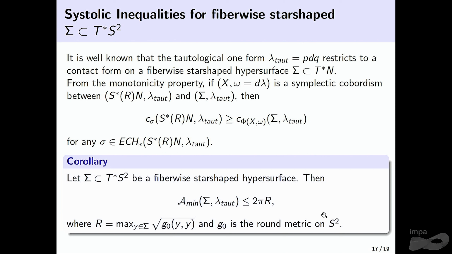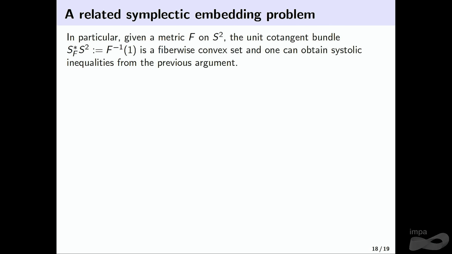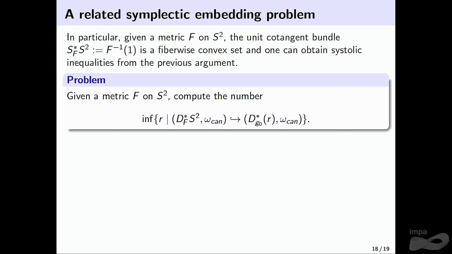Just to finish, I want to mention that there is a symplectic embedding problem related to this. You can wonder what the minimum radius we need to take is to embed a disk cotangent bundle of a metric into a round one. By monotonicity, you have a systolic inequality related to this. And maybe one can find nice systolic inequalities in this setting, as I said, maybe with pinching conditions.